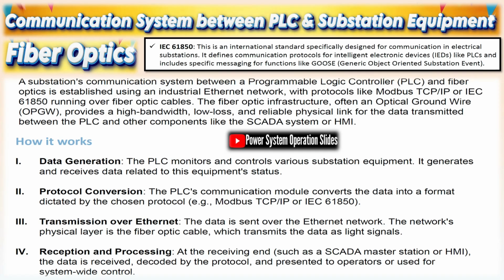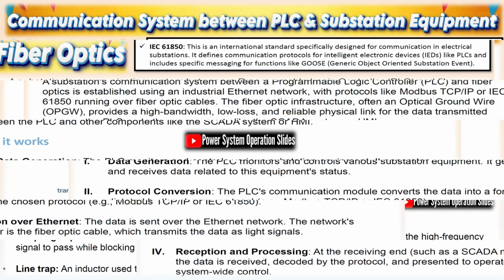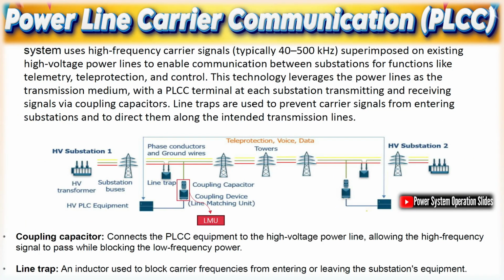OPGW. OPGW integrates grounding and fiber optic communication in one cable. It provides lightning protection and high-speed data transmission. It replaces older PLCC systems in modern grids.